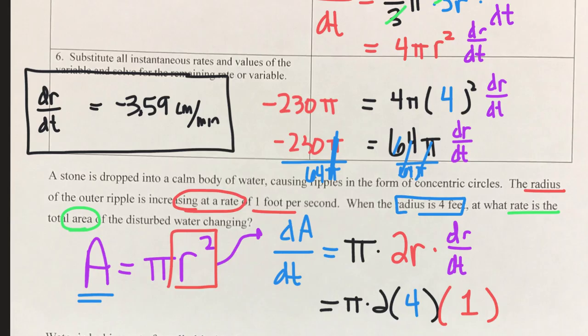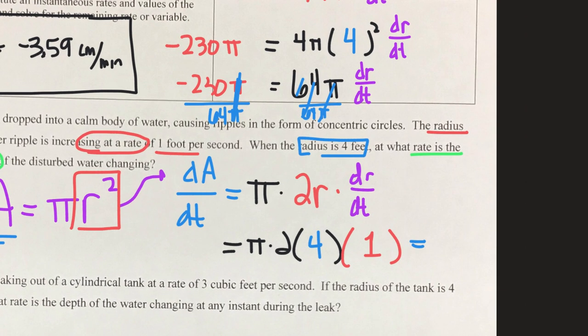So let's multiply all of these things together. What's pi times 2 times 4 times 1? 8 pi. And what are our units for area? Square feet, right? Area is always a squared unit per second. Second is our time. So our area is changing at a rate of 8 pi square feet per second.